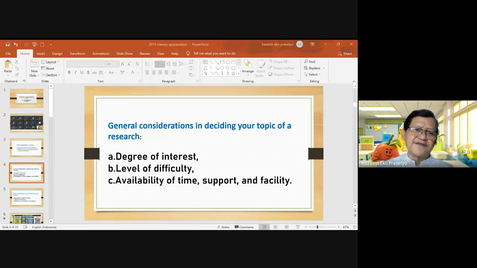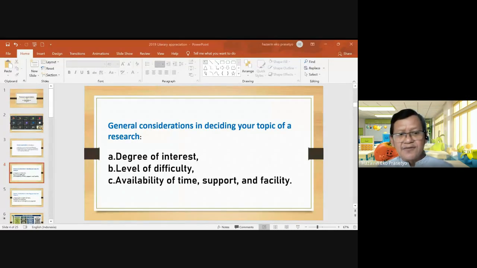So the first chapter is introduction, the second chapter is theoretical review or literature review. And then chapter 3 is research methodology. Chapter 4 is findings and discussions, analysis. And chapter 5 is conclusions, and if necessary, suggestions. And the last part of your report is references or bibliography.